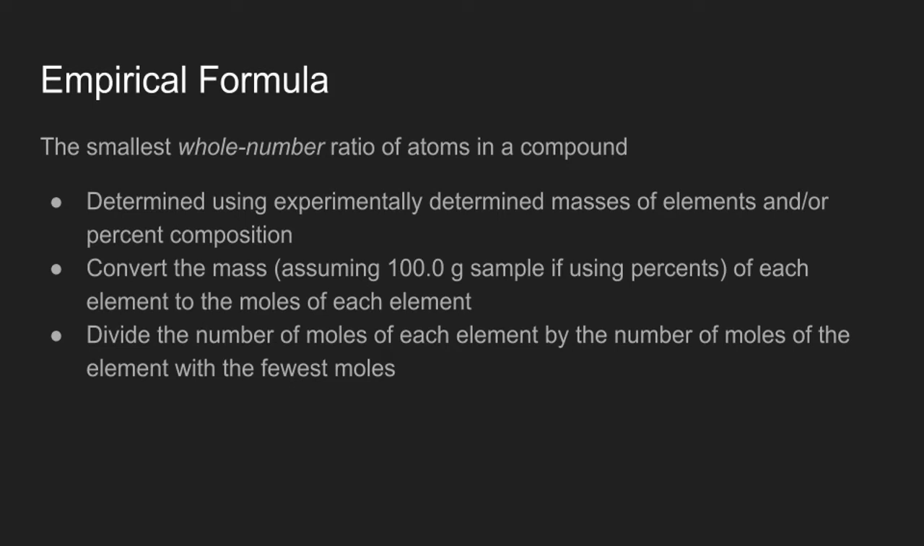We can determine empirical formulas from experiments like combustion analysis using the masses of the elements in a compound or the percent composition. If we don't have the masses of each element in a sample of a compound, we can assume that we have a 100-gram sample and easily convert those percentages into grams. From the mass, we'll need to convert into moles, and then from those moles, we can determine a mole ratio of the elements in the compound by dividing the number of moles of each element by the number of moles of the element with the fewest moles in the compound.